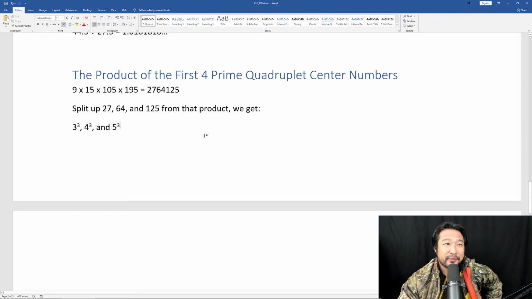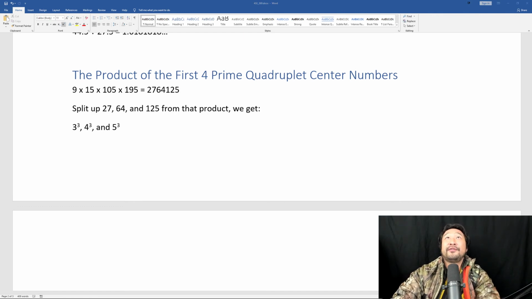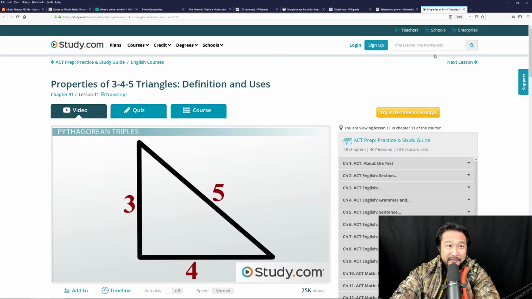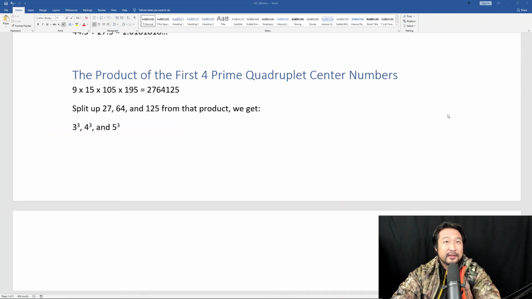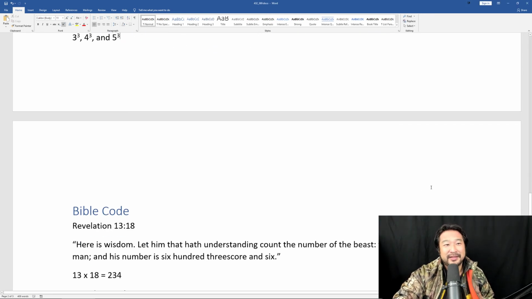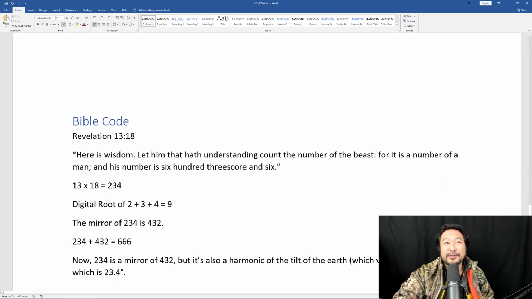Where do we get 3, 4, and 5? All right, so 3, 4, and 5. The Pythagorean triples, 3, 4, and 5. You're going to see 3, 4, and 5 a lot in Pythagoras' theorem, trigonometry, and a lot of other stuff. So that's pretty cool, huh? All right. Now we'll get into some Bible code.